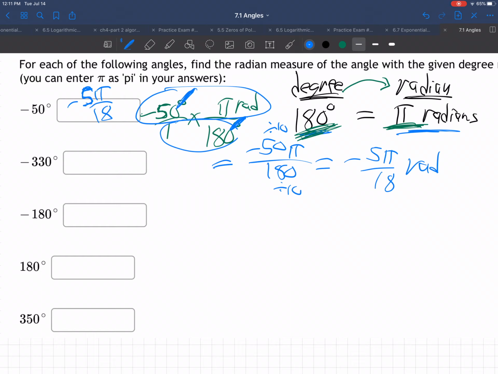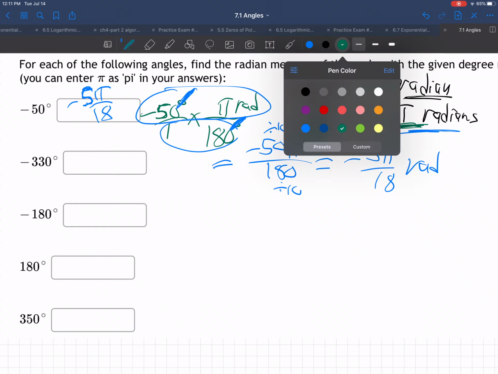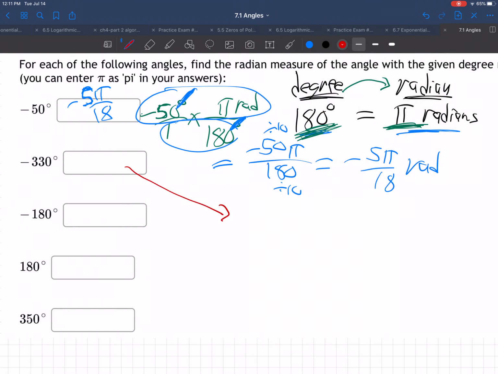Let's try the next one. So how about this one? Negative 330. Again, you put the degrees down below and the radians on the top. That's the bridge between the two worlds. Put this over 1. Cross-cancel the degrees. Bye-bye degrees. We're out of the degree world.